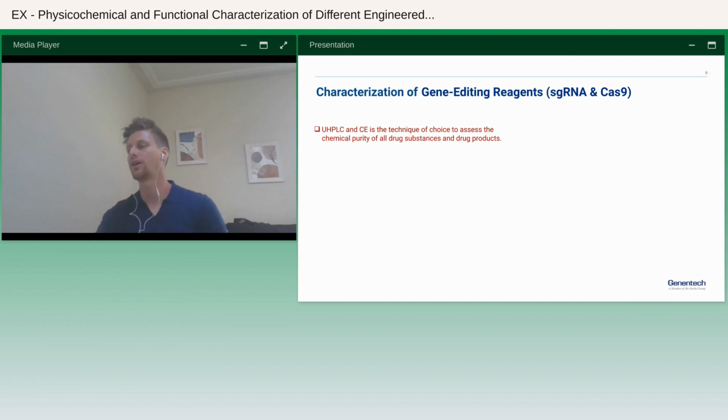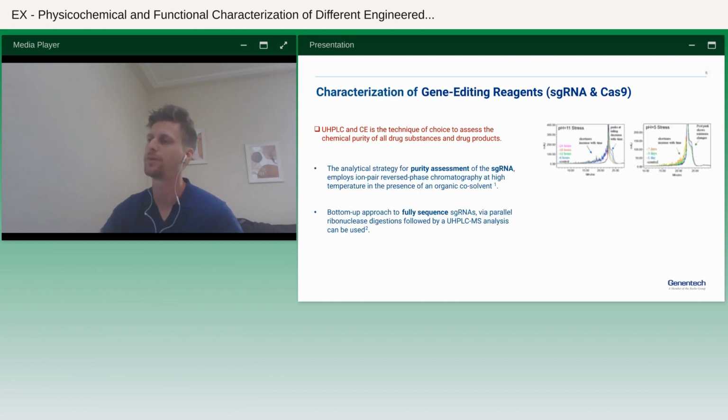So, as I mentioned, in CRISPR Cas9 we have two different entities. We have single guide RNA and Cas9. And as you probably know, in different fields, antibody, small molecule, UHPLC and CE are the techniques of choice to assess the chemical purity of whole drug substances and drug products. So the first part here will be about the guide RNA. At Genentech, we have two main methods.